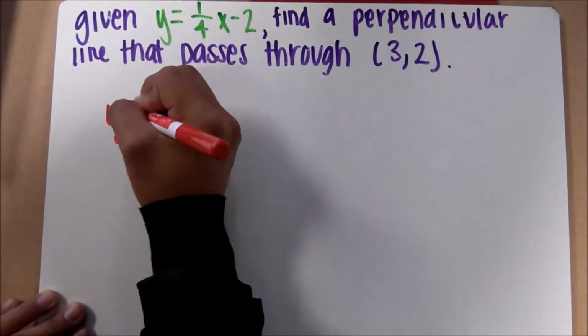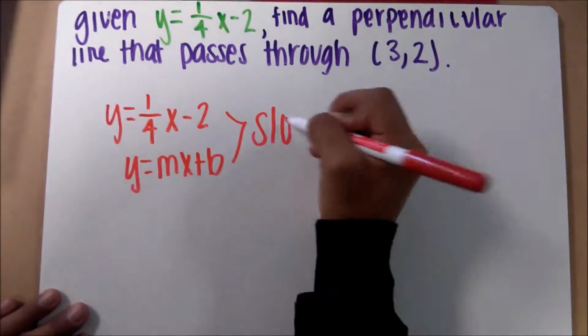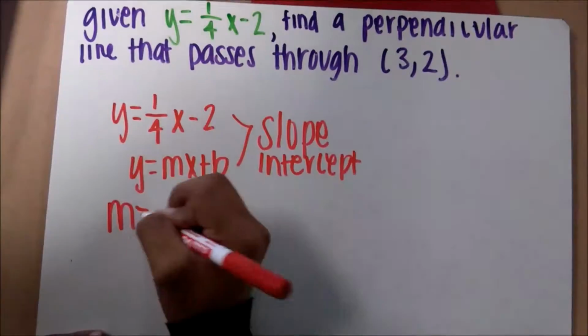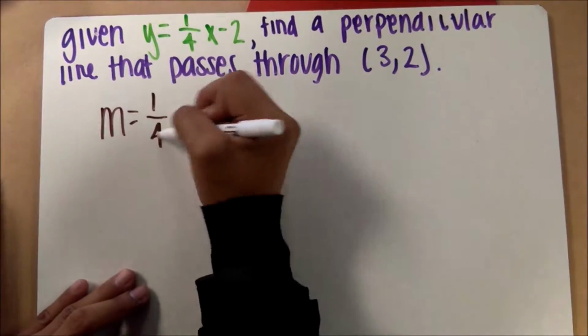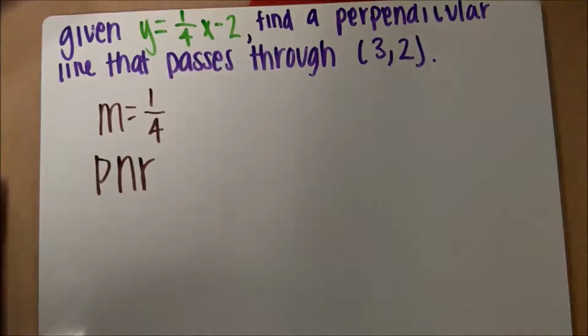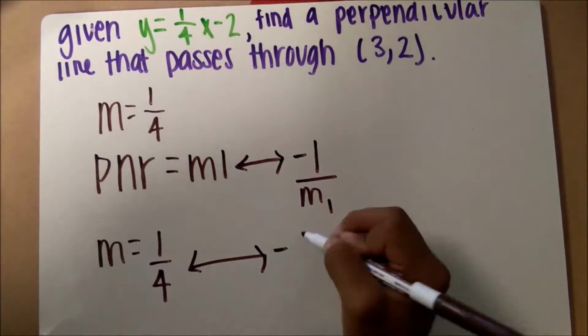y equals 1 over 4x minus 2 is a line in slope-intercept form, which is y equals mx plus b. m is the slope, meaning that 1 over 4 is the slope. The next step is to find a perpendicular slope. In order to find the slope, you use the negative reciprocal from the slope of the given equation. The perpendicular slope is negative 4.